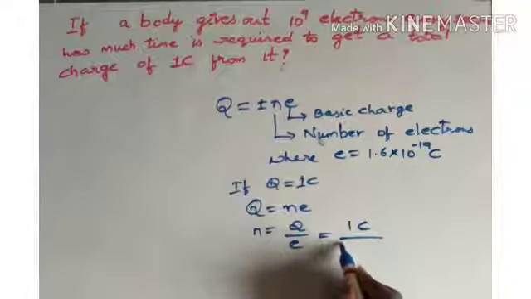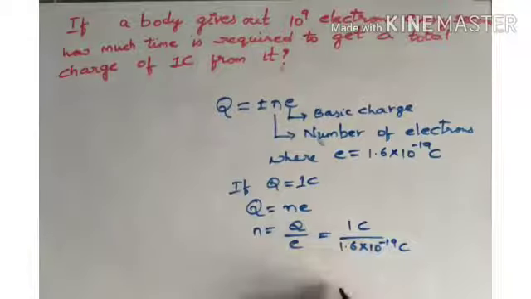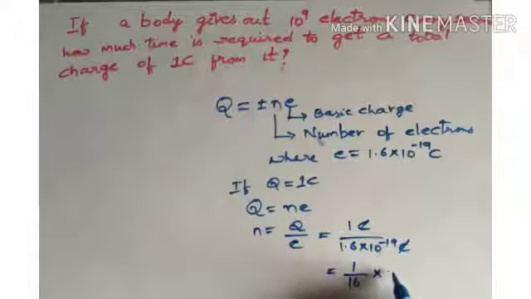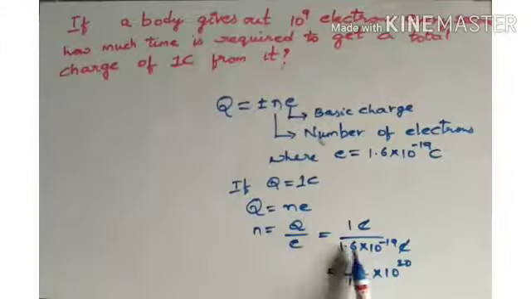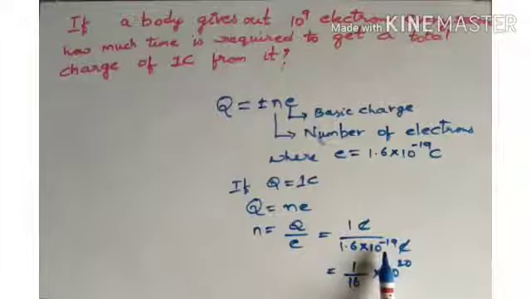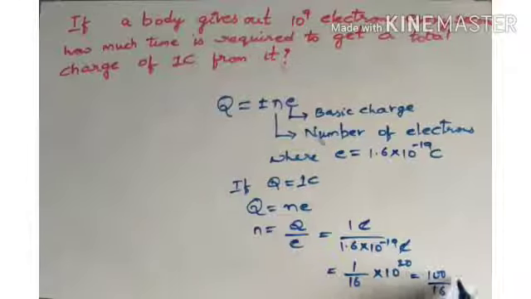E is 1.6 into 10 to the power minus 19 coulomb. Here coulomb gets cancelled. So I can write 1 by 16 into 10 to the power minus 20, since I am just shifting the decimal point. Now this 10 to the power minus 20, if it goes to the numerator, becomes 10 to the power plus 20. So I can write 100 by 16 into 10 to the power 18.